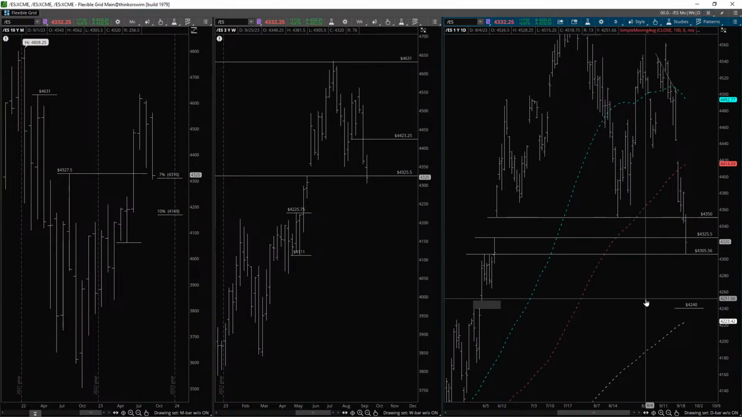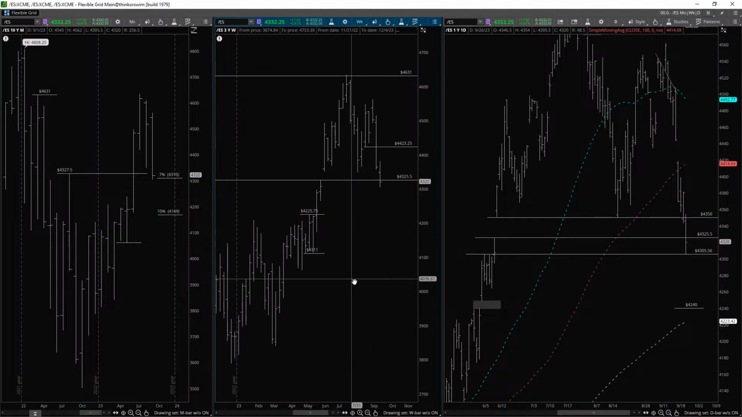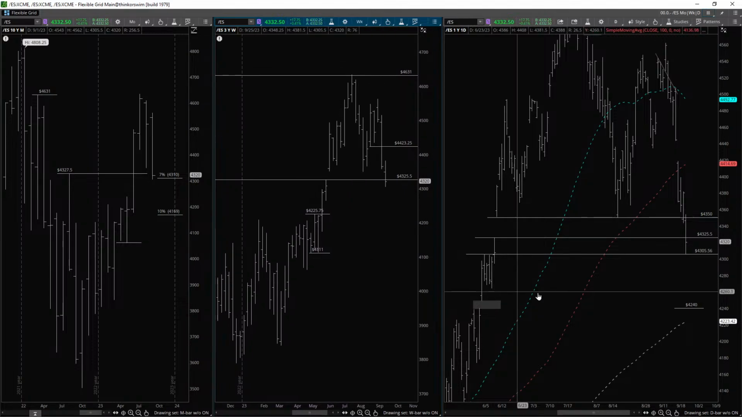That's a sign that the bigger participants of the market are not here. They are always present, but there is no interest.